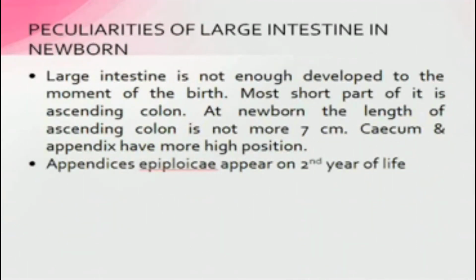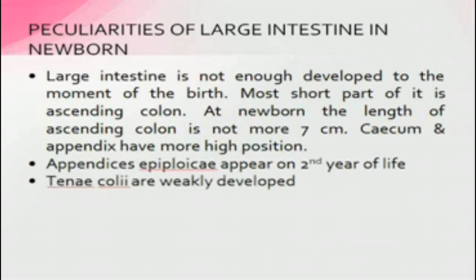Peculiarities of the large intestine in newborns. The large intestine is not sufficiently developed at the moment of birth. The shortest part of it is the ascending colon. Its length is not more than 7 cm. The cecum and appendix have a higher position. Appendices epiploicae appear in the second year of life.